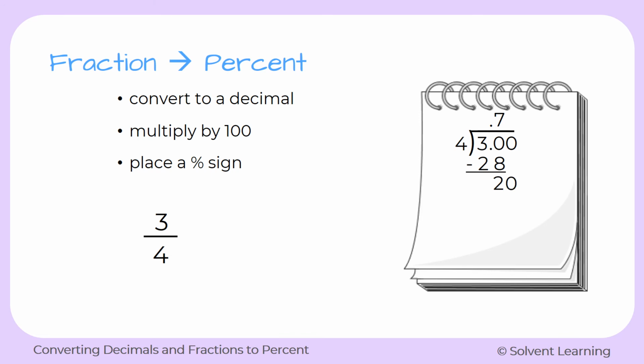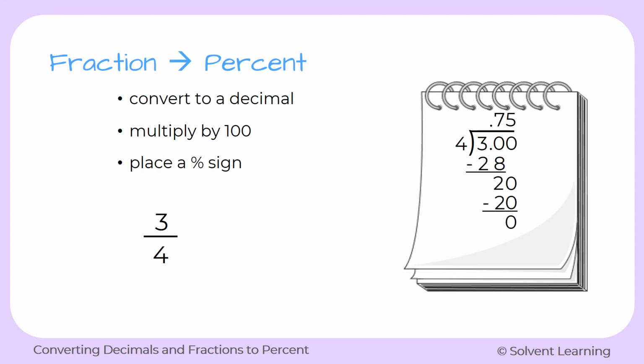4 goes into 20 5 times. Multiply the 4 times 5, get 20. And we have no remainder. And it's important that we end up with no remainder. If we did have a remainder here, we would need to add more zeros after the 3 and keep going until we don't have a remainder left. But we're all finished making this into a decimal now.